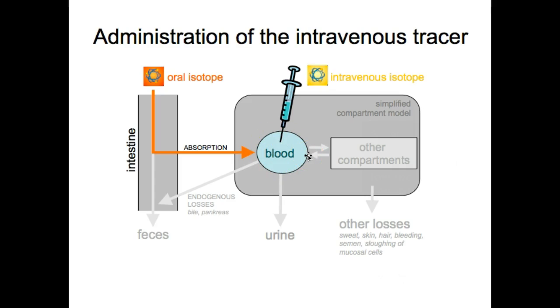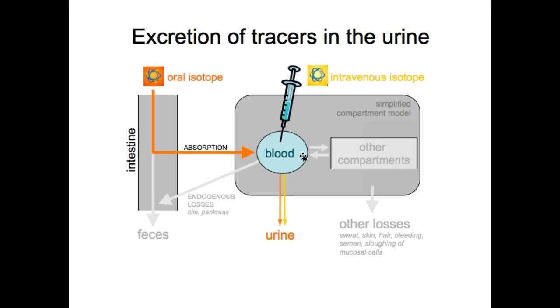After a while, both tracers in the blood start behaving the same way. They are transported to other compartments or excreted. At this point, we need to collect a sample in which we can measure the two tracers. This can be done in the urine.